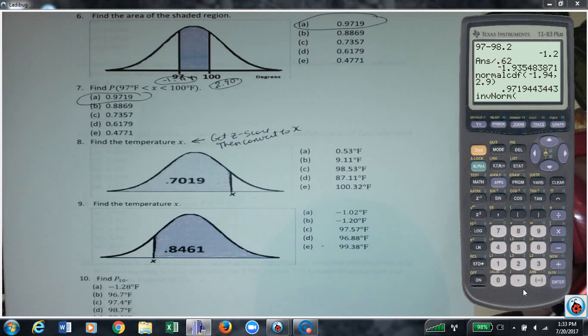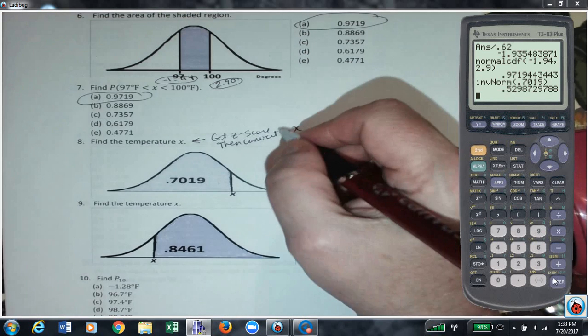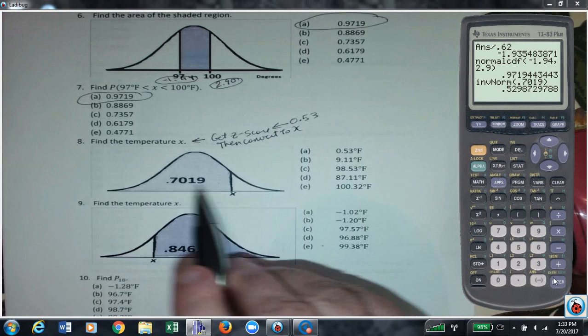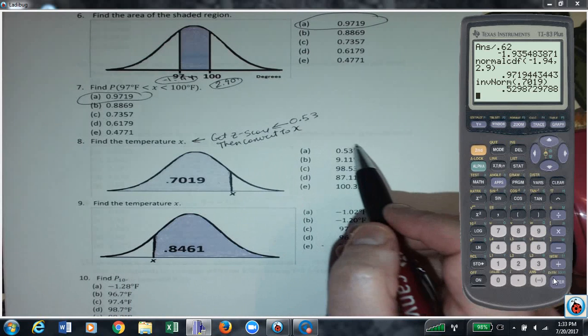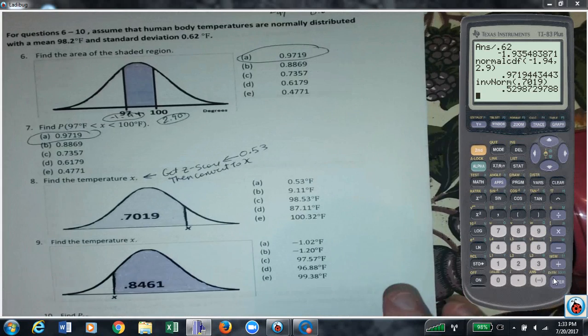If I know the left area, which I do, then I can get the z-score. The z-score is going to be 0.53 if I take it to 2 decimal places. That is the z-score. We've been asked to find the temperature. So if you circle that, it's wrong. That's the z-score. Now we have to find the temperature.